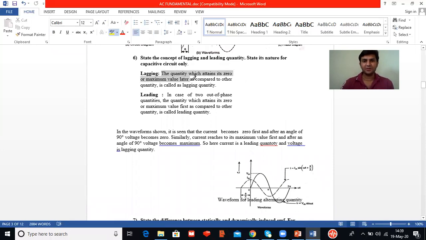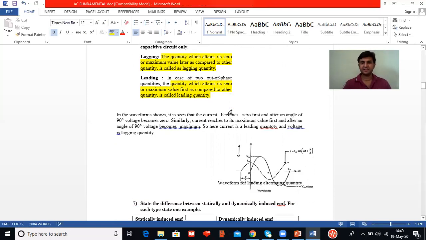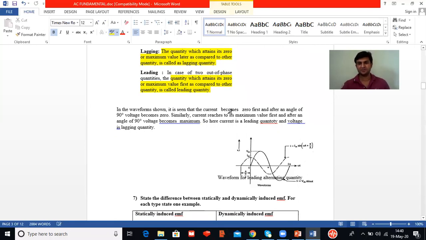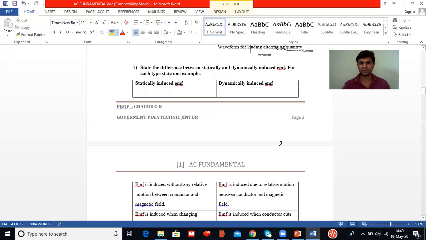The quantity which attains its zero value and maximum value later compared to the other alternating quantity is called the lagging alternating quantity. And the alternating quantity which attains its zero and maximum value earlier than the other alternating quantity is called the leading alternating quantity. Here we can see the waveforms for both.